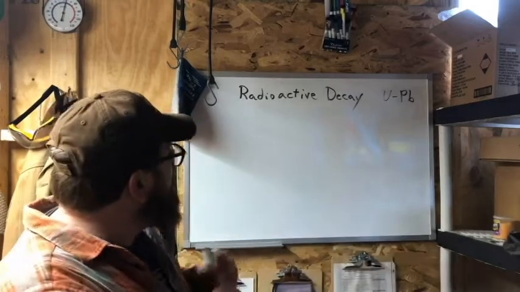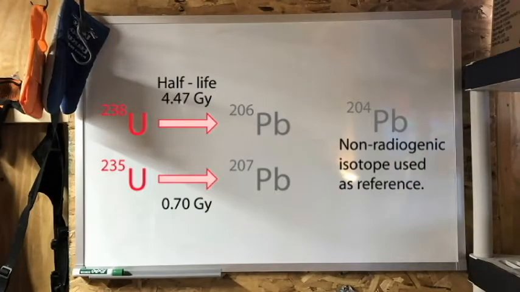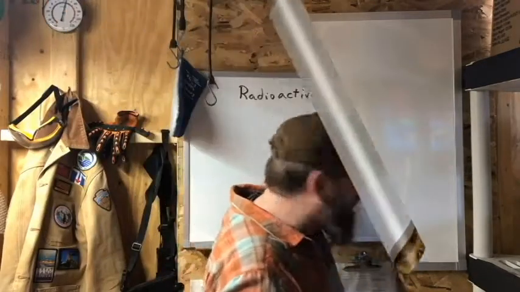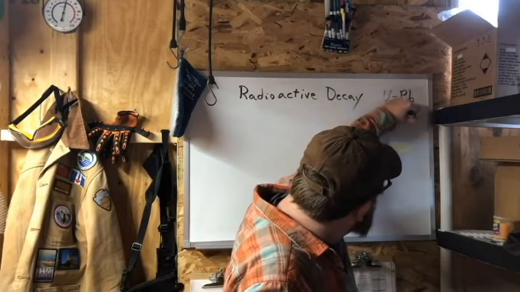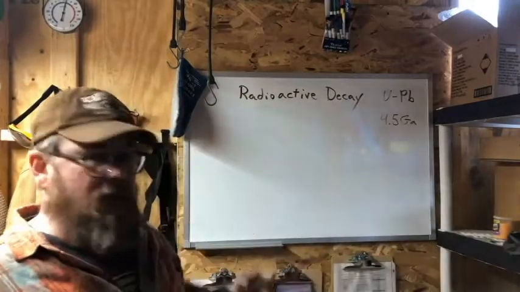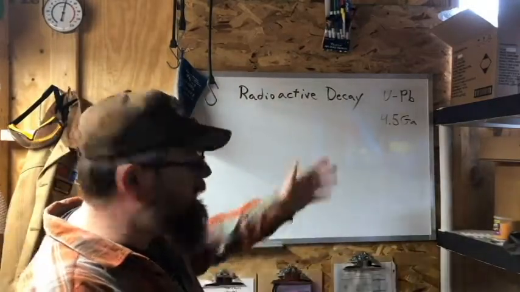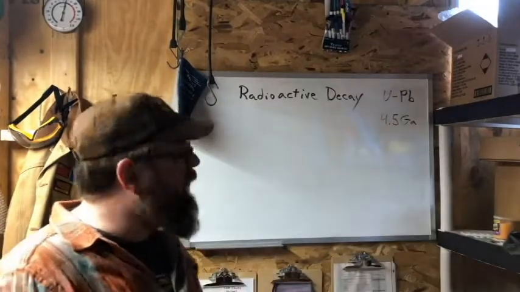Uranium, lead. Uranium, I'm not going to give you all the different isotopes. I'm trying to keep this simple. Half-life of 4.5 billion years. G is billion. In geology, we usually use G. Okay, so if you see Ga, that's what it means, billions of years. So 4.5, that's a huge amount of time.